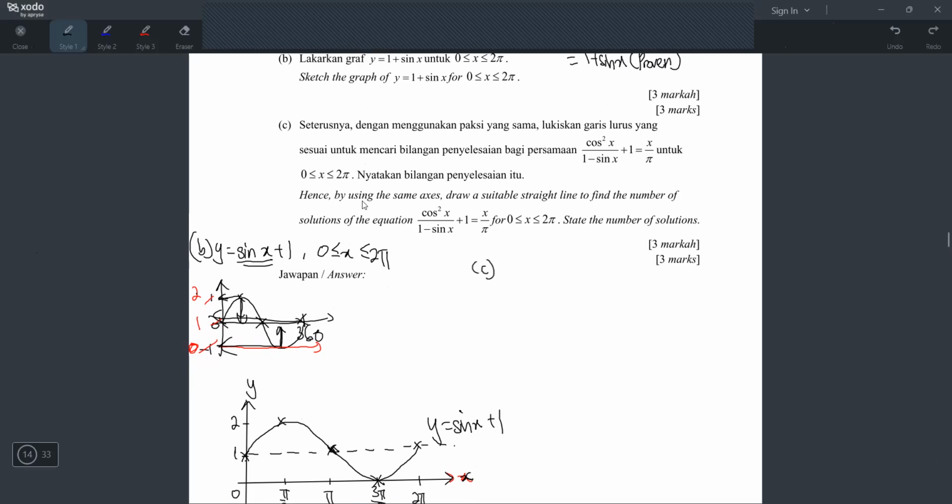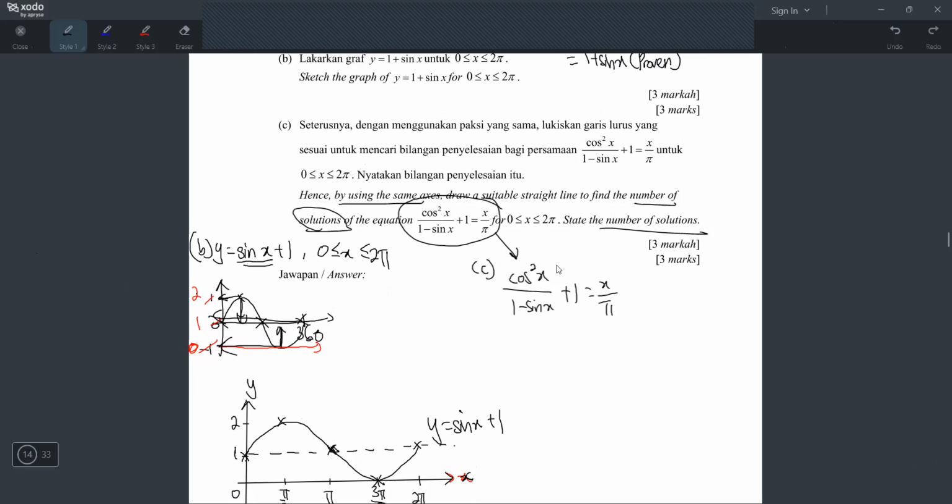Okay, so let's see. Hence, by using the same axis, draw a suitable straight line. Okay, I have to draw a straight line. Find the number of solutions means find the number of intersection points for this equation. So this equation, I have to write it down. Cos square x over 1 minus sine x plus 1 equals x over pi, for 0 until 2 pi, state the number of solutions. It means I have to state how many times the straight line intersects the curve.